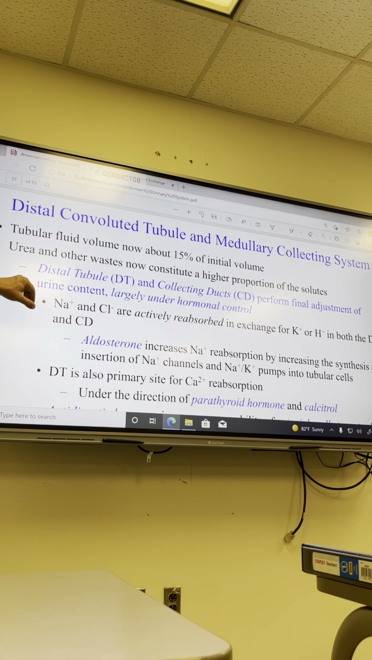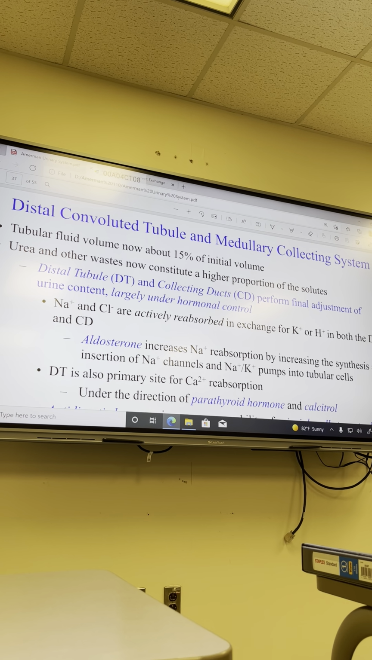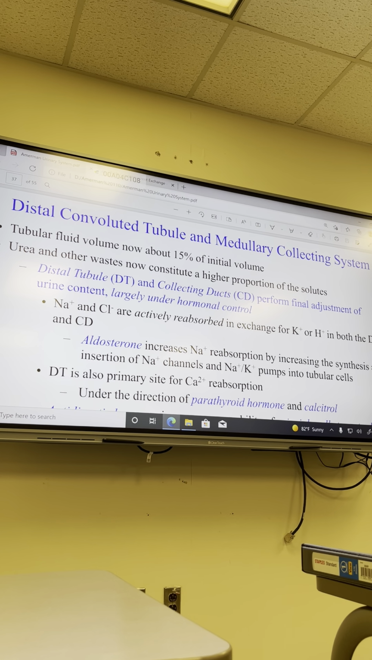Now, the distal tube and the collecting ducts are the last two parts of it. And they are under hormonal control. They call it facultative absorption.